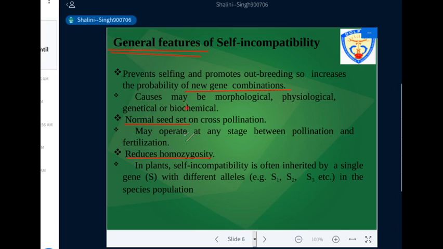In plants, self-incompatibility is often inherited by a single gene designated by capital S with different alleles S1, S2, S3, etc. in the species population.